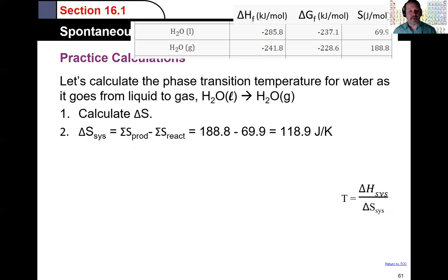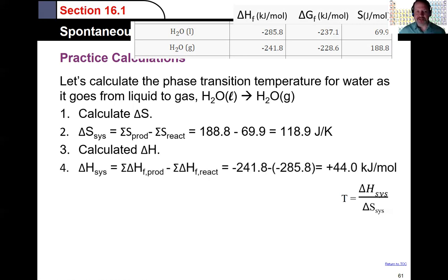All right, but what about delta H? Is this going to be an endothermic or an exothermic reaction? You should think about that and know that. Let's see what the numbers give us. Same kind of calculation, but this time we're using the enthalpies of formation of the products minus the reactants. Plug in the numbers from the table and you can see I get a positive 44.0 kilojoules per mole. This is an endothermic reaction. You've got to put heat in to turn a liquid into a gas. That should hopefully make sense.